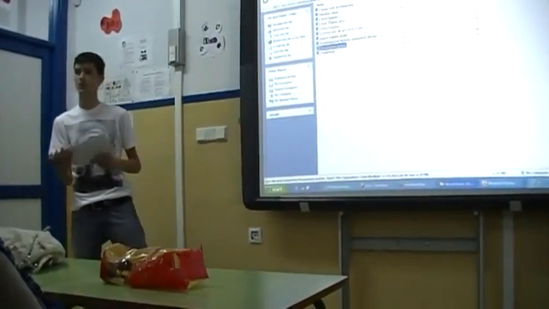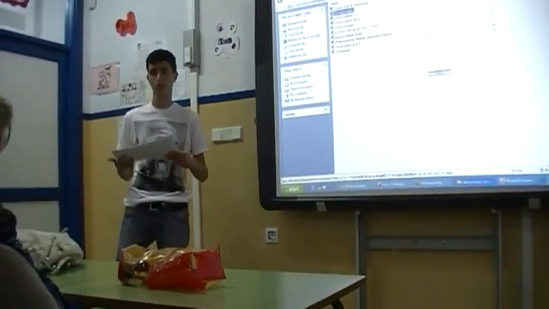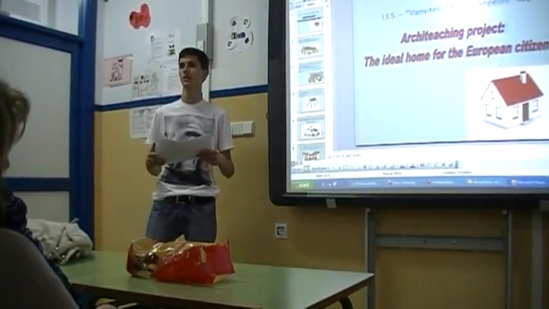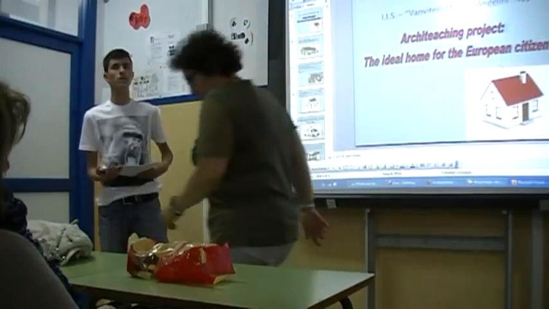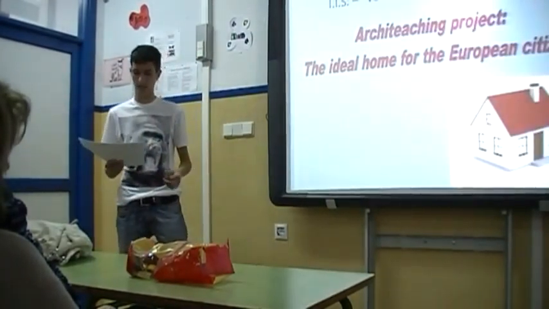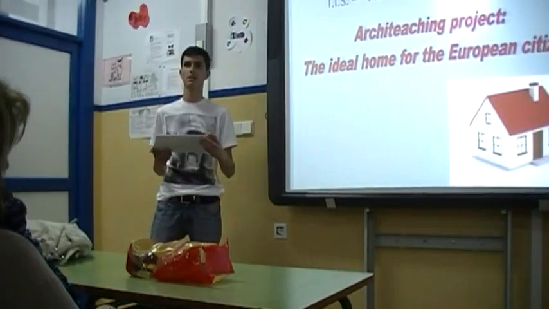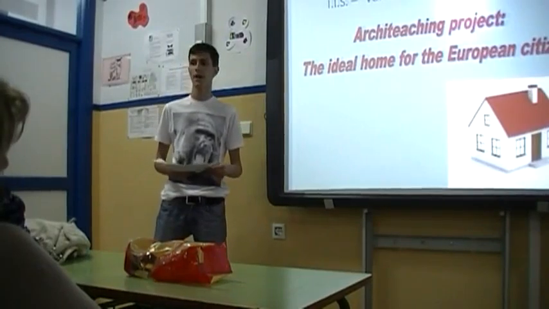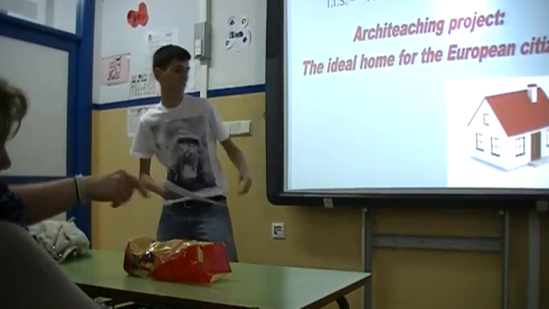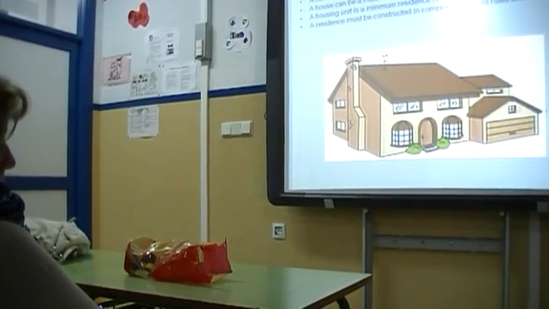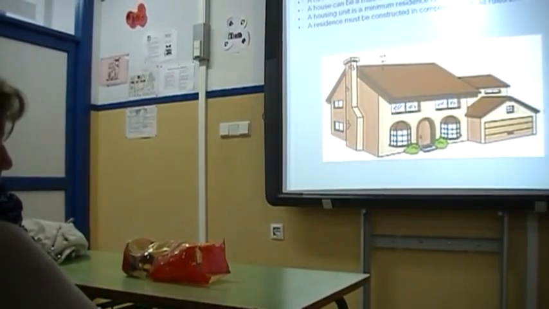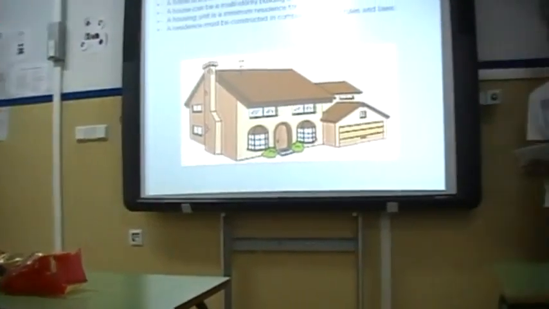Good morning. My presentation is housing in the world. The ideal home for other countries in Europe and the European citizen. A home is a building that is used for residential purposes and must be composed of a multi-story building and contain more residents. Home and house compose the housing unit, and there one family lives. The housing must be built respecting the laws and the rules in the country.